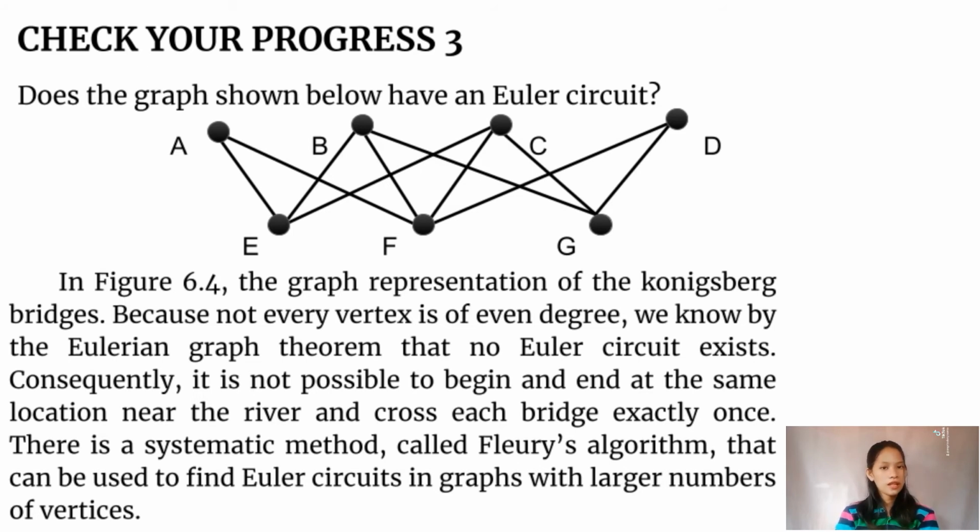Consequently, it is not possible to begin and end at the same location near the river and cross each bridge exactly once. There is a systematic method called Fleury's algorithm that can be used to find Euler circuits in graphs with a larger number of vertices.